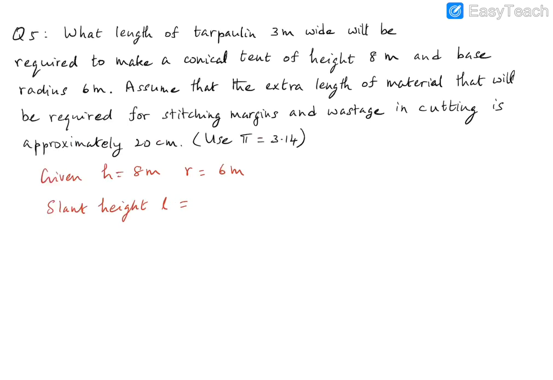Let me write that a bit clearly. So the slant height L is the square root of r square plus h square. So r square is 6 square, which is 36. h square is 8 square, which is 64. So we'll get the square root of 100, which is equal to 10 meters.